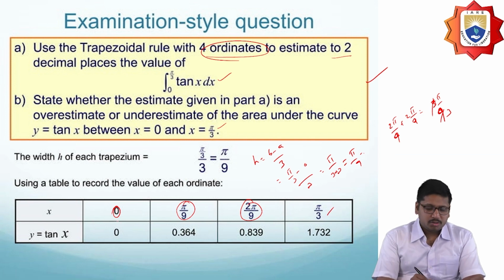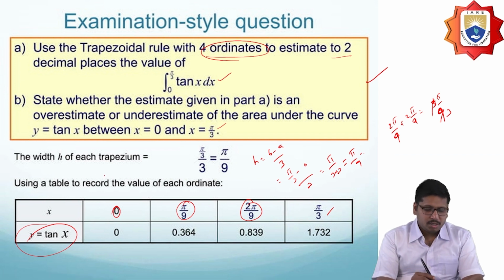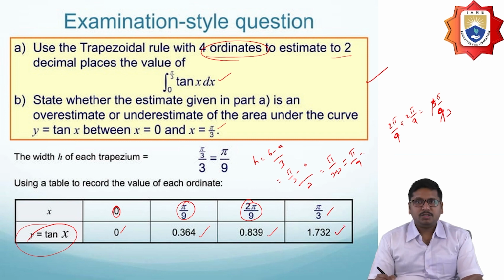By substituting these values into the given function y equals tan x, what values do I get? For 0, it is 0 only. The tan x value at pi by 9 is 0.364, at 2 pi by 9 it is 0.839, and at pi by 3 it is 1.732.